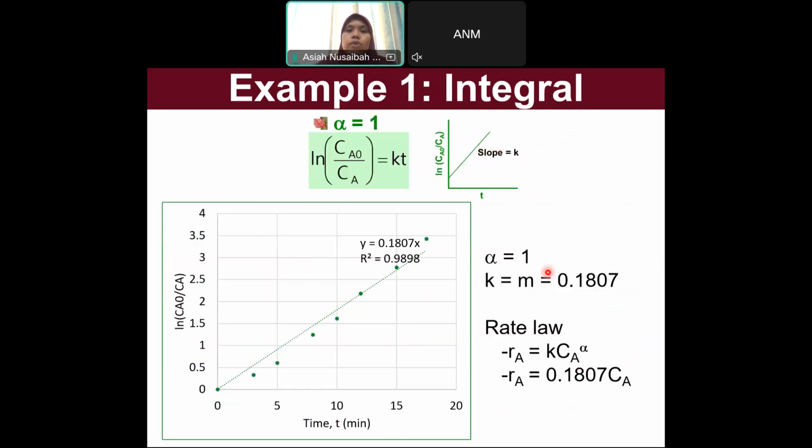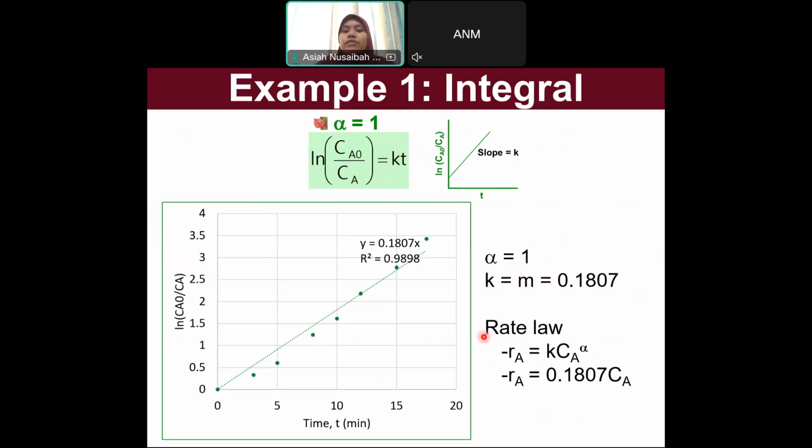Since we have finalized that the reaction follows first order, then we can find our K. K in this case will be our slope. You can see from here, y equals mx plus c, where c is equal to 0. So our slope is our K. So for alpha equals 1, K equals the slope, which is 0.1807.